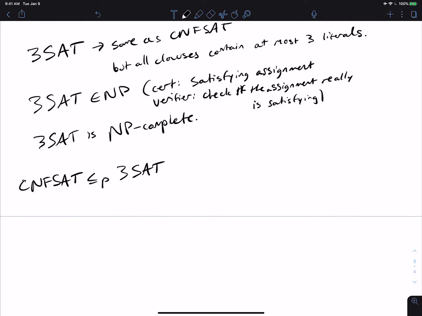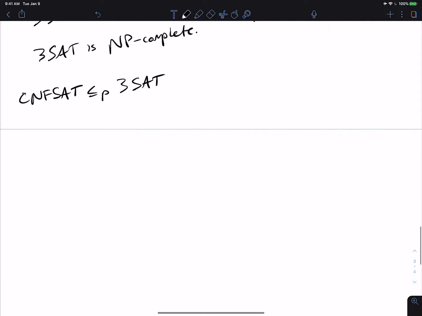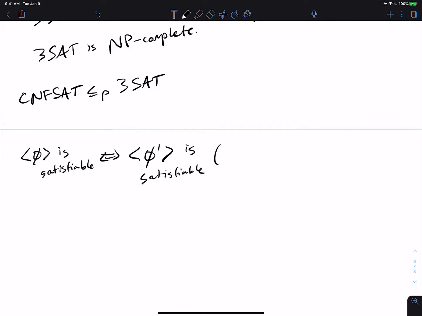But I claim that we do this. Here we have a formula phi. It is satisfiable for the CNF sat problem if and only if a modified formula called, let's say, phi prime is also satisfiable, having at most 3 literals per clause.